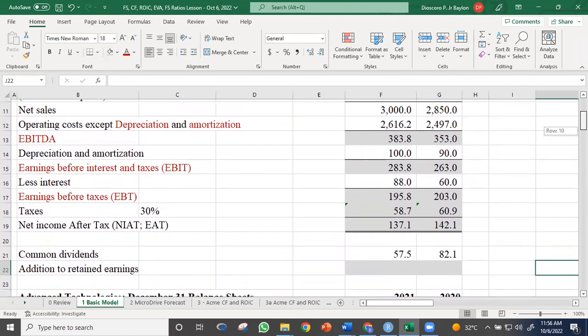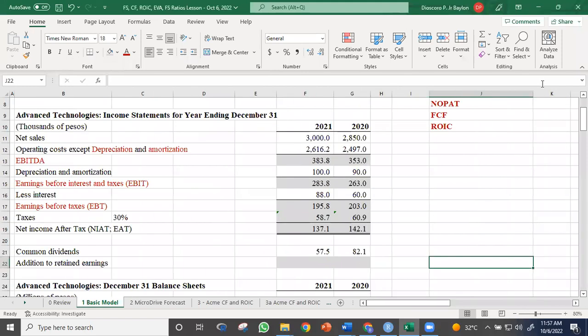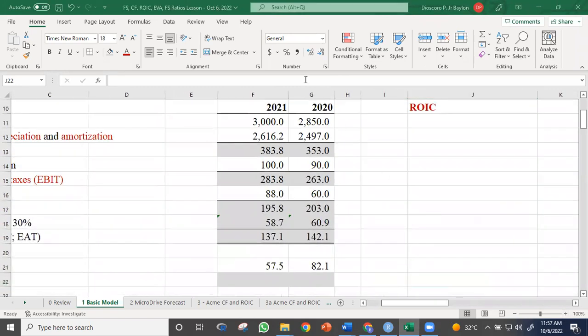Okay, let me pause for a while and ask the class, are you able to follow along up to NIAT, net income after tax? Kindly chat, please. So far, are we clear up to net income after tax? Good, thank you. Let's wait for the comments of the other students. I hope others will also give their feedback. Thank you so much for your comments. Okay, let's move on.